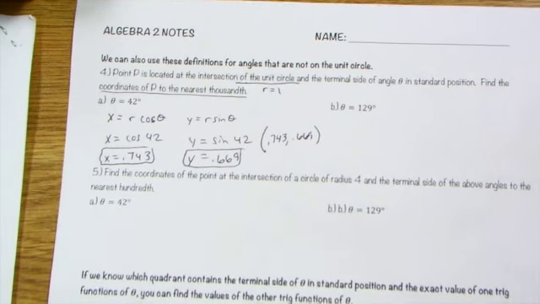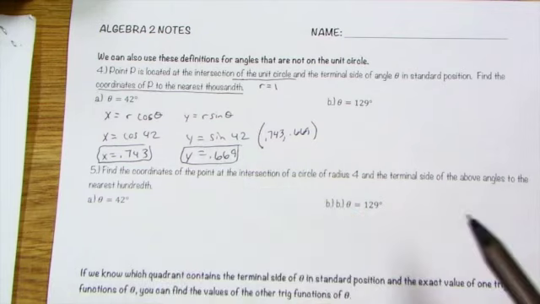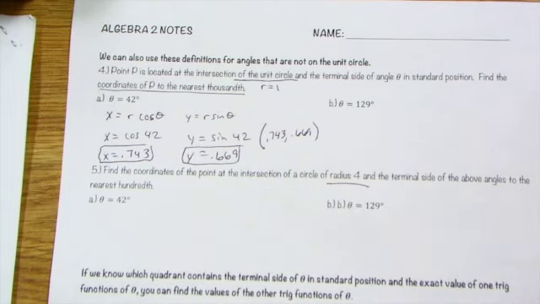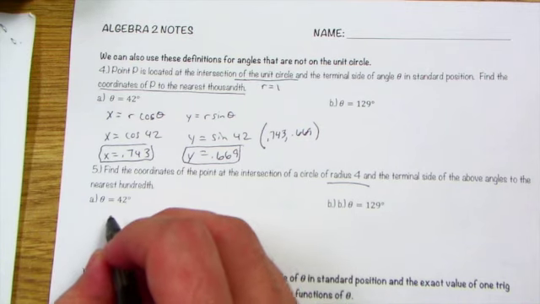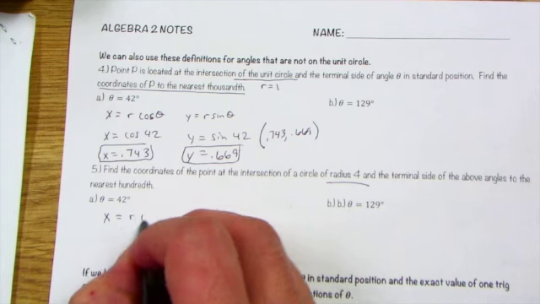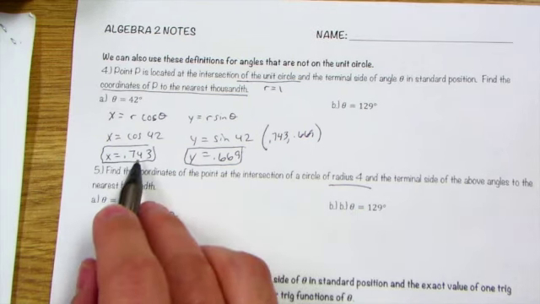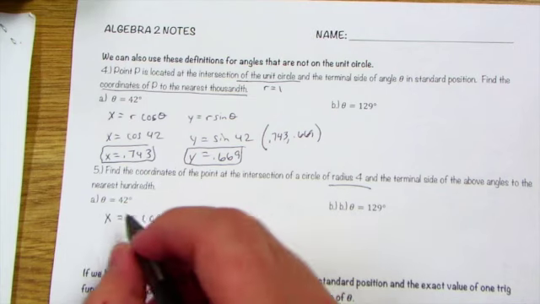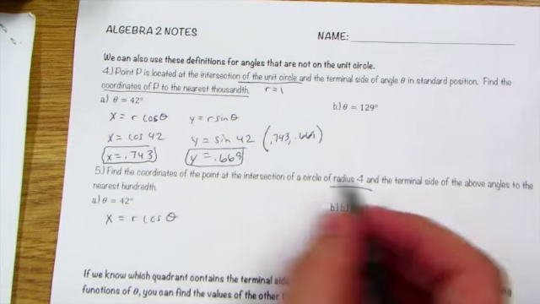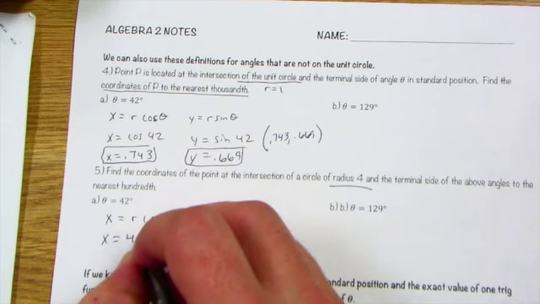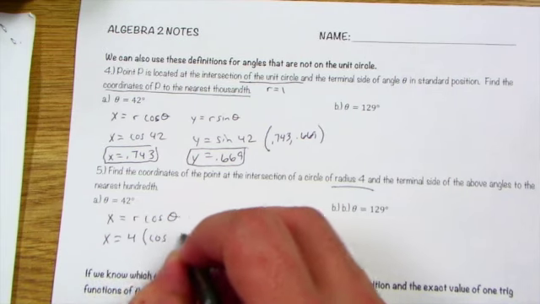Number 5, now we're going to do the exact same thing as we did above, but we're changing the radius to 4. Remember, nothing changes when you change the radius to a different number. All you'll do is multiply the radius by that. So over here, x equals r cosine of theta. We already found cosine of theta to be 0.743. So all we need to do is multiply our radius times that. It's going to be 4 times cosine of 42.